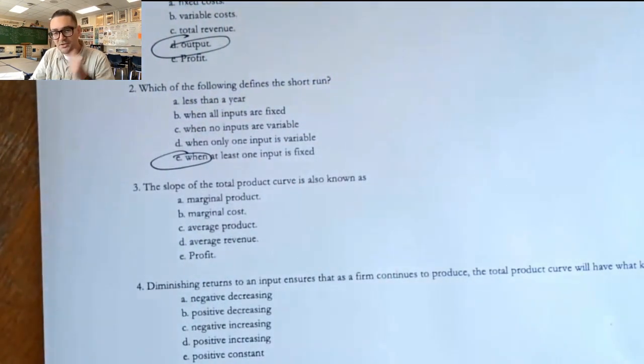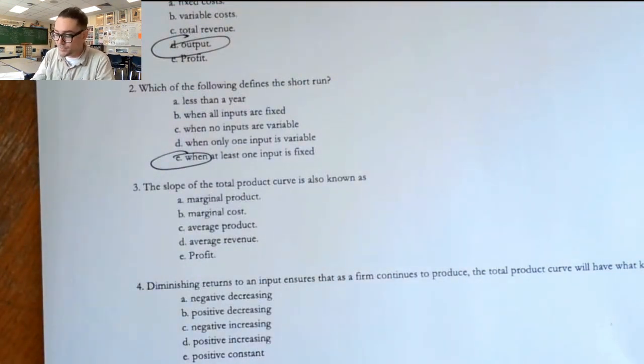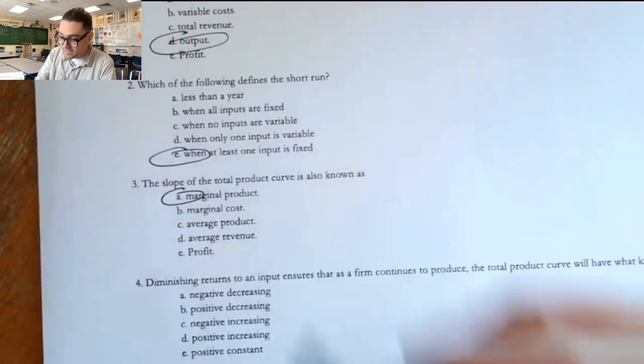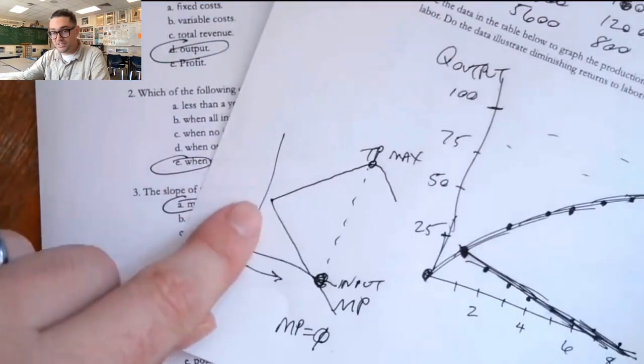And the idea here is that you have a fixed input that tells us you're operating within a time frame where there's something that you can't change. So we call that the short run. The long run is where they're all variable. The slope of the total product curve is known as the marginal product. It's also the derivative. So we have these two functions that we just constructed.